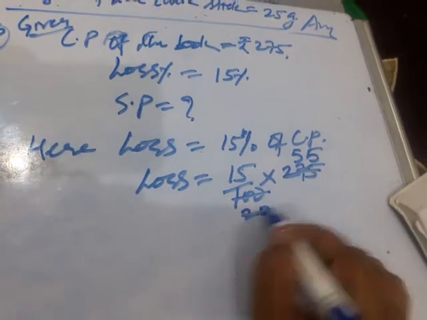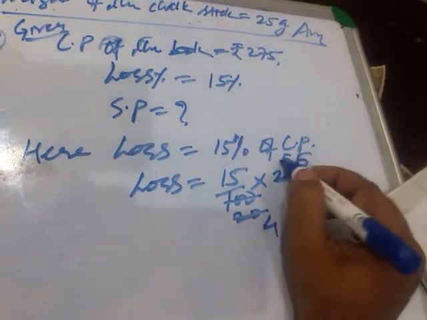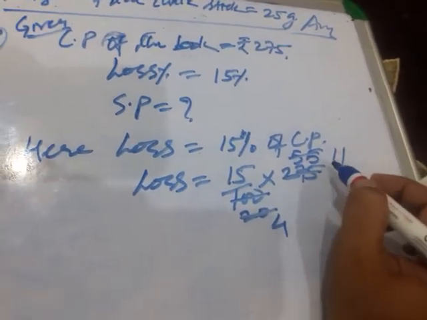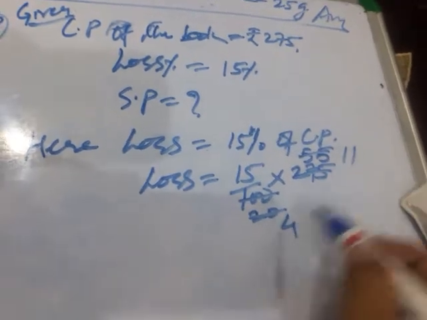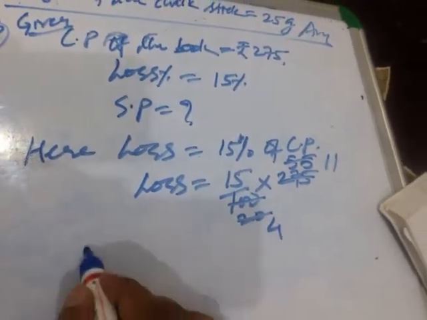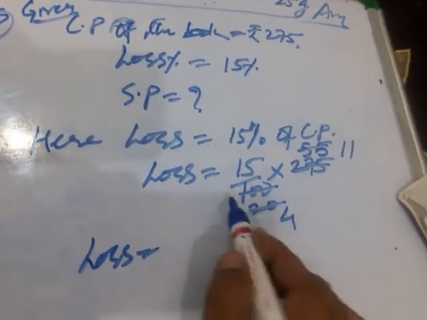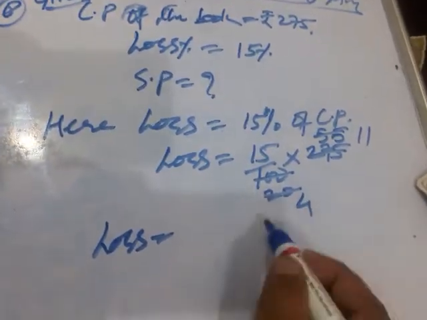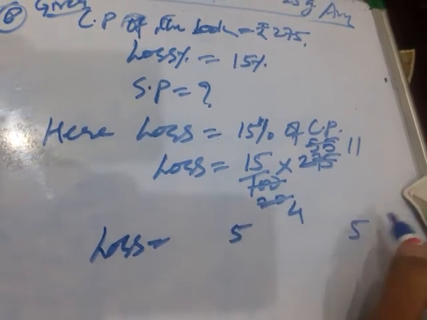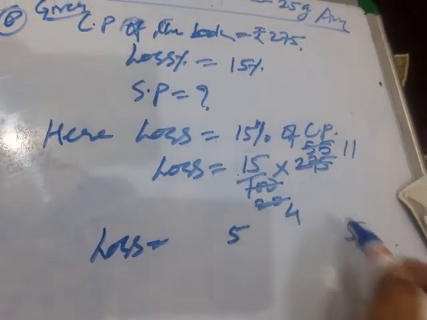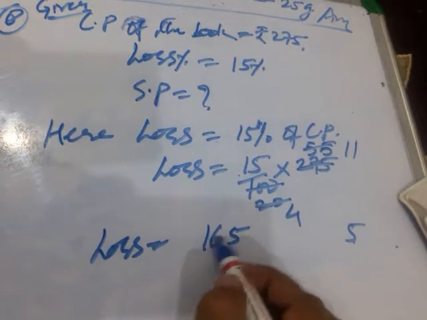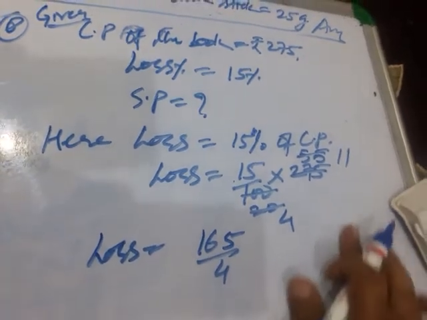Again you can cut it by 5: 5 4 ja 20, and this is 5 1 ja 5. Okay children, and now what is this loss equal to? Loss equal to 15 into 11, that is 11 5 ja 55, 5 is carry over, 11 1 ja 11, and 5 16, 165 upon 4. What is 165 upon 4?